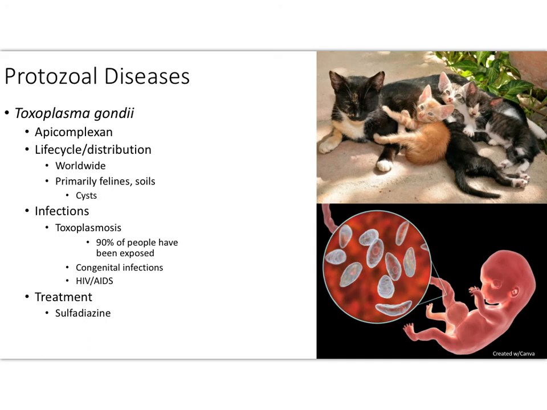Our second to last protozoa is one called Toxoplasma gondii. This is an apicomplexan protozoa, meaning that it doesn't have any locomotive structures of its own. It just relies on its host to move it around. In terms of the life cycle and distribution, it is found worldwide. So basically we find this on every continent wherever cats exist, basically. It is primarily associated with felines and the soils that felines are associated with.